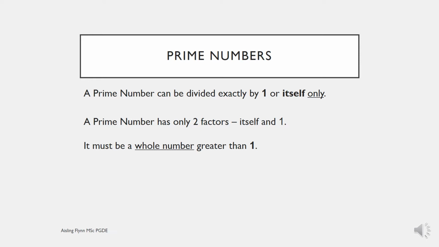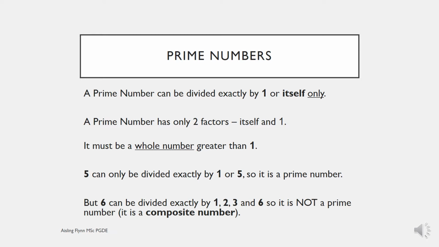It must be a whole number greater than 1. For example, 5 can be divided exactly by 1 or 5, no other whole numbers. So it is a prime number. 5 is a prime number. But 6 can be divided exactly by 1 and 6, but also by 2 and 3. So it is not a prime number, and we call it a composite number.